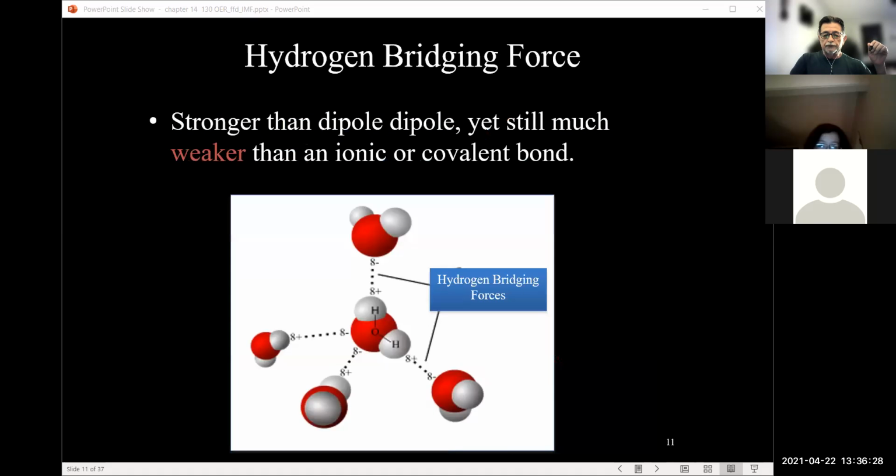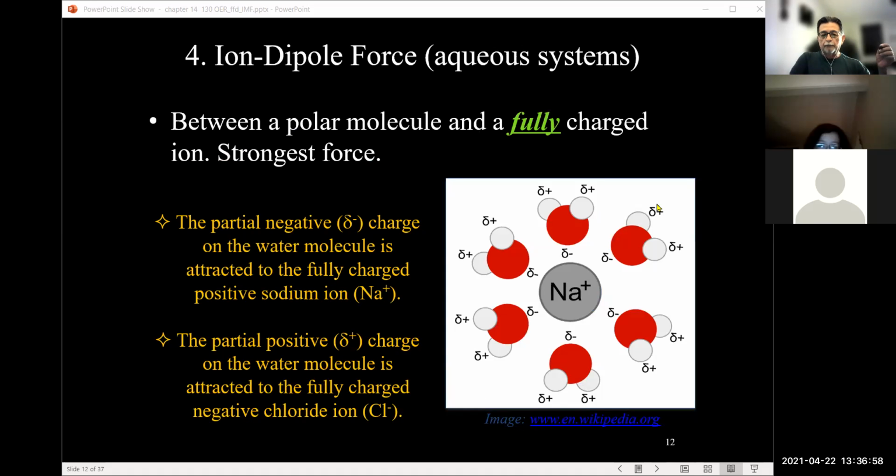Gonna say very strong, much stronger than dipole, but still weaker than ionic or even a covalent, much weaker than a covalent bond. Again, we're not talking about bonds within the molecule, not about intra interactions. We're talking about inter interactions, and those are interactions with molecules amongst themselves. Okay. Finally, the ion dipole.